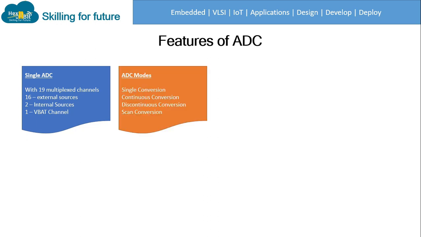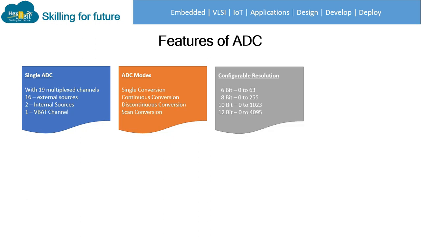Next is ADC modes. The ADC can be operated in various modes, and those modes are single conversion. That means a single channel can be converted and you can get the digital data. Continuous conversion, that is, single or multiple conversions can be converted continuously. Discontinuous conversion. Next is scan conversion. That means if we have enabled more than one channel for ADC conversion, then scan conversion is the technique to scan all the enabled channels and convert them one by one and give you the digital data.